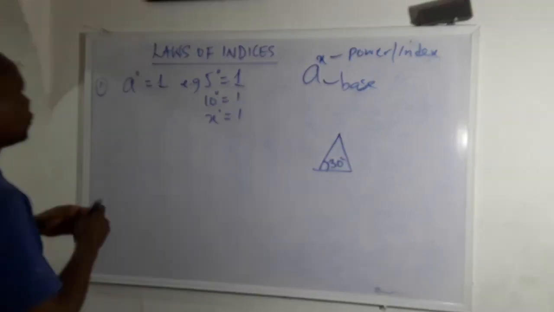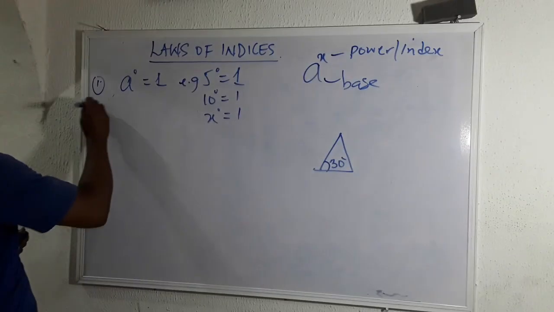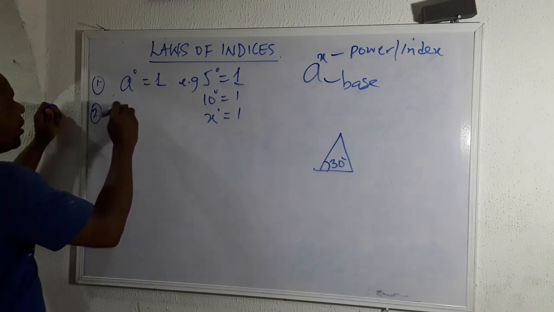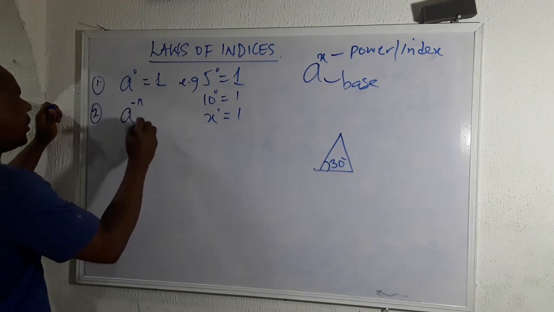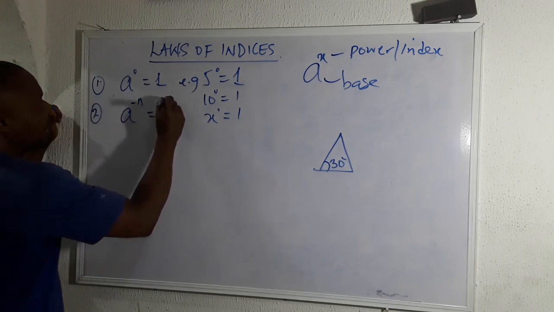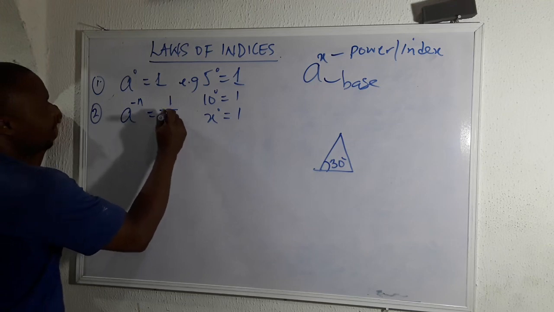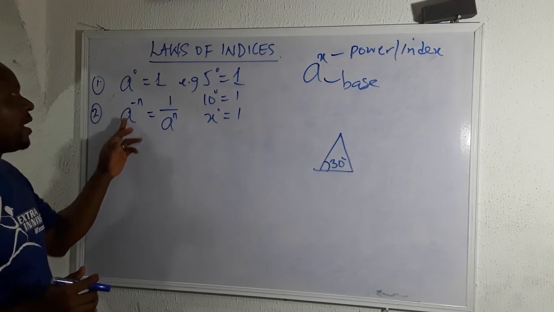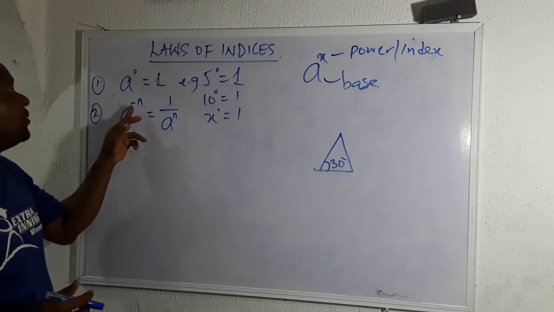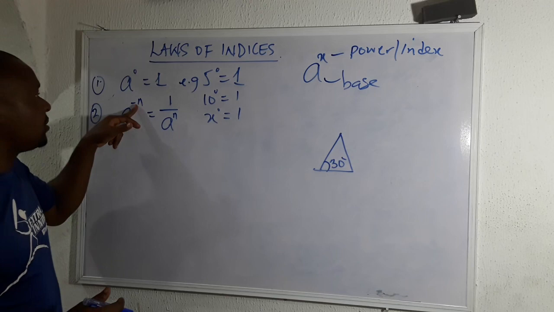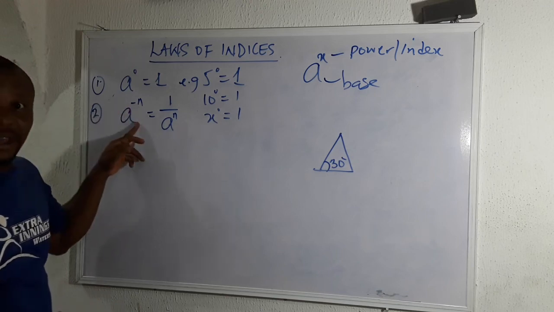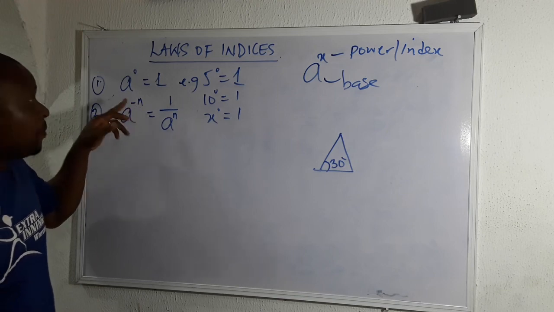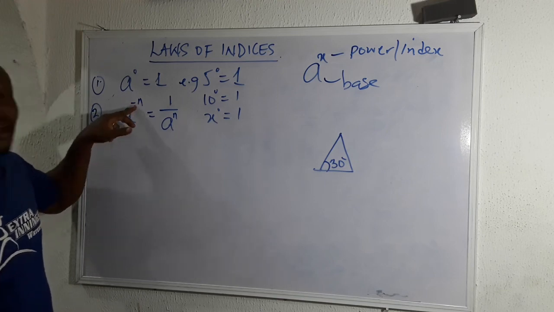Okay, now let's look at law 2. Law 2 says that a raised to power minus n is equal to 1 over a raised to power n. What does this mean? This means that whenever a number is raised to a negative power, to remove the negativity, we just take the reciprocal, and we exclude the negative sign. By so doing, you have gotten rid of the negative sign.